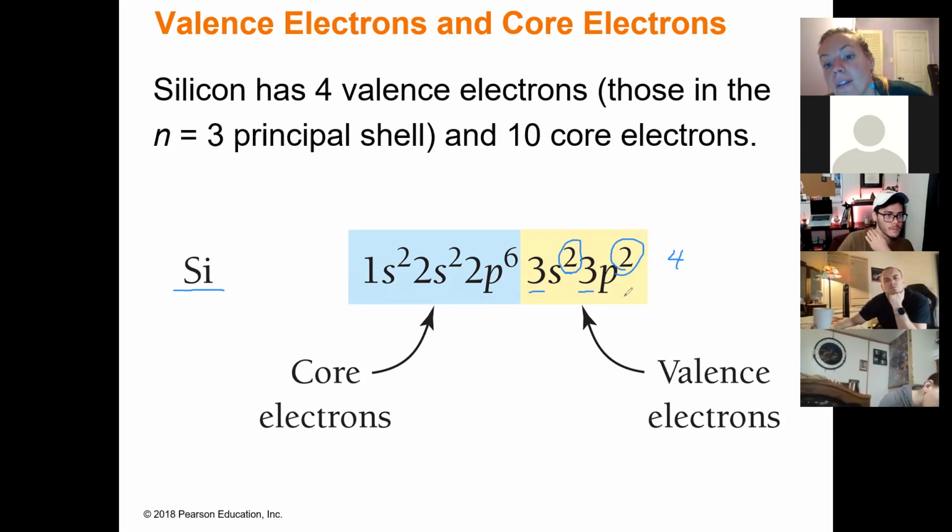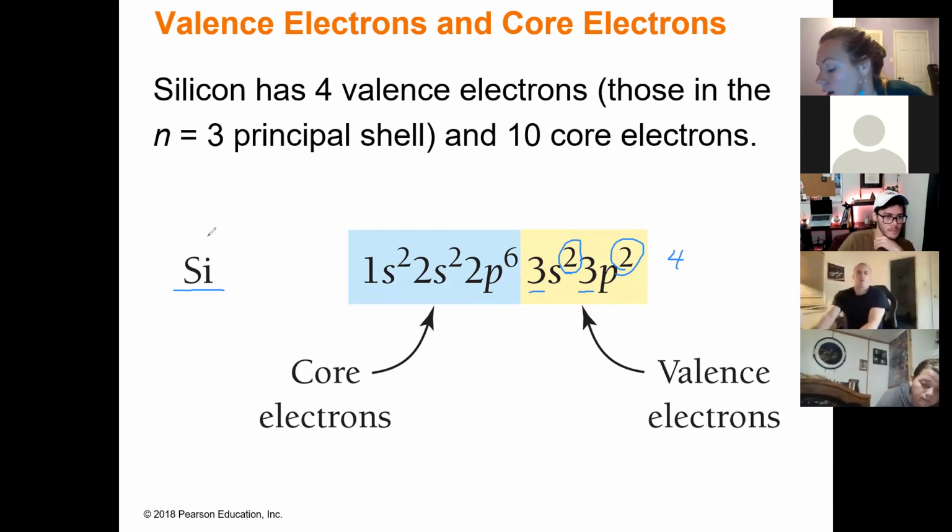You can write it out like this, or you can just learn the trick that silicon is in main group 4, column 4. We have columns 1 and 2 on the left, and then 6 on the right, for a total of 8. Silicon is in column 4, so it has 4 valence electrons. Oxygen is in column 6, so it has 6 valence electrons. Hydrogen is in column 1, so it has 1 valence electron.